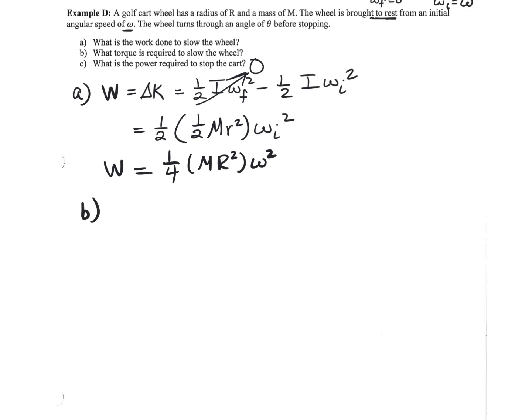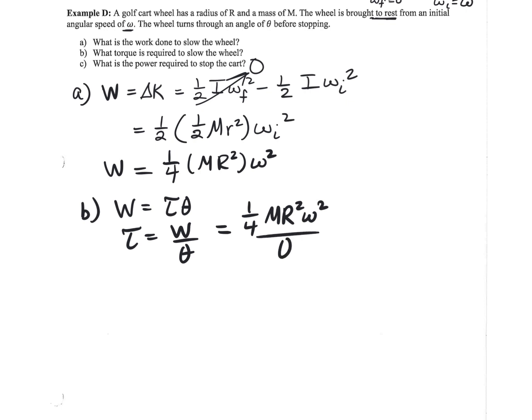B, what torque is required to slow the wheel? Well, we know work is also equal to torque times theta. So torque is then going to be work divided by theta. We just found work above, so the torque is 1/4 m r squared omega squared divided by theta. Okay, so there's the torque I need.